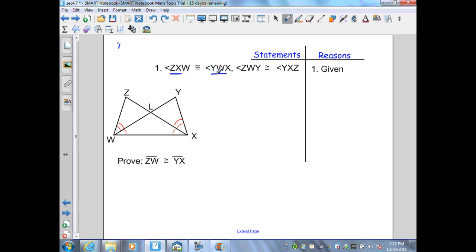From this given information, I'm given that triangle WLX has two angles congruent. And from the converse of the isosceles triangle theorem, I know that if two angles of one triangle are congruent, then the segments opposite those angles are congruent. Therefore, in step 2, I can state that segment WL is congruent to XL. And that is by converse of the isosceles triangle theorem.